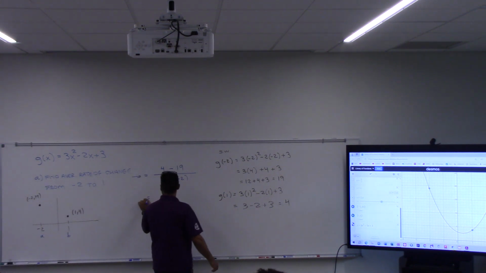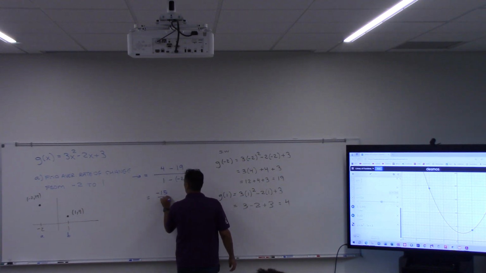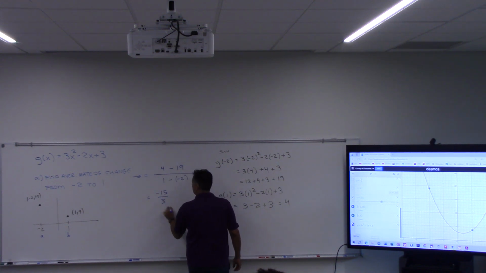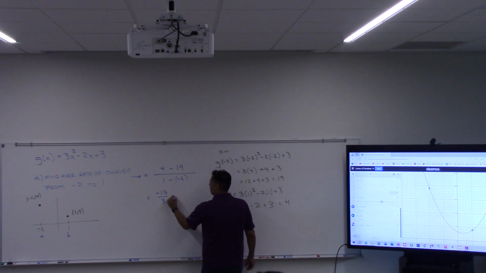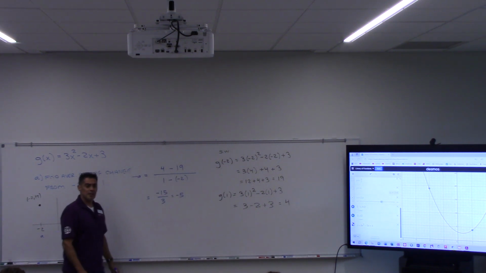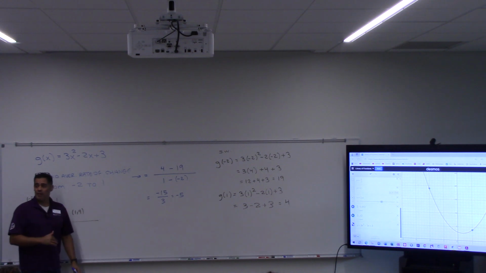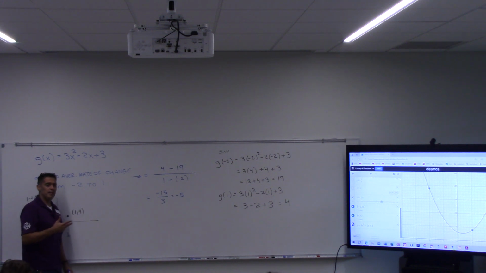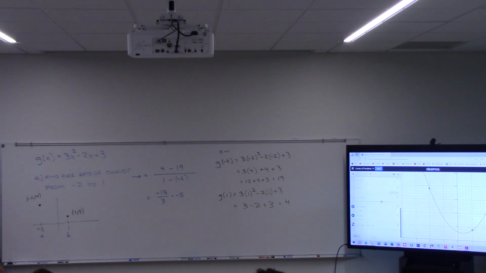What is this? Negative 15 on top, right? Over 3 on the bottom. And you get negative 5. Negative 5, right? That's just the average rate of change, right? But that average rate of change is also what? The slope of the secant line, right? Which is what part B is about here.